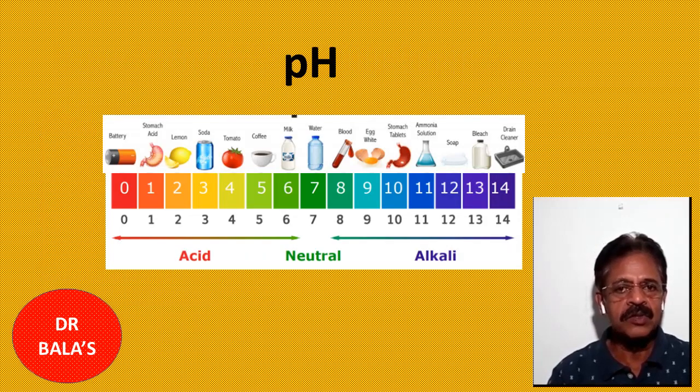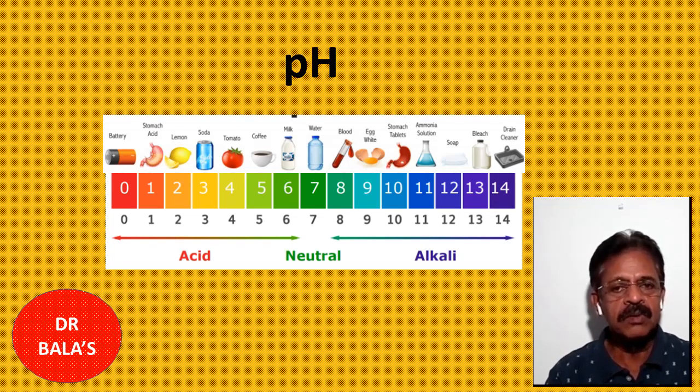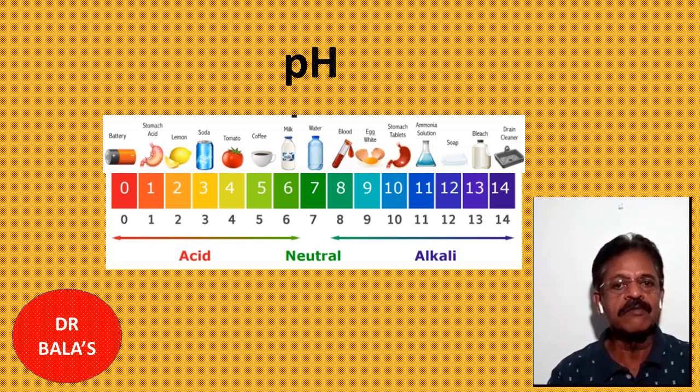pH, when I say pH, a neutral pH is 7. The blood pH is around 7.4, a bit towards alkalinity. If it is less than 7, the body goes to a state of acidosis. More than 7.4, it goes for alkalosis. So it should be maintained around 7.4. For that, there are many substances circulating in our body. They are called buffering agents or buffers.